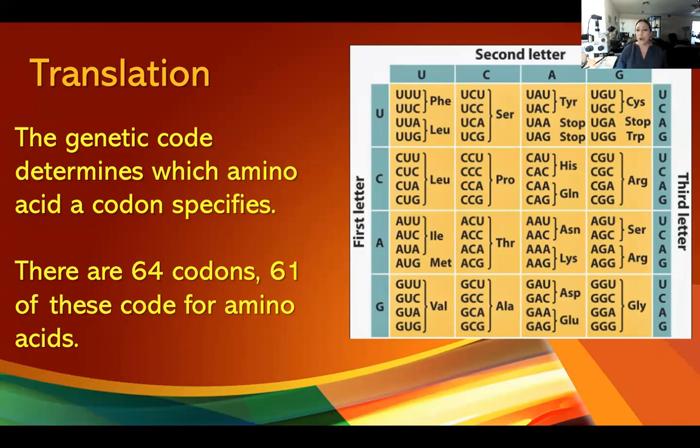So if a human has a codon that is UUU, it codes for the same amino acid, phenylalanine, as UUU codes for in a plant or a pig or anything else. Why do you think that the genetic code is the same in all living organisms?